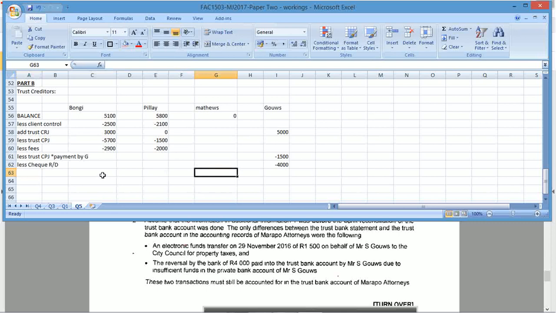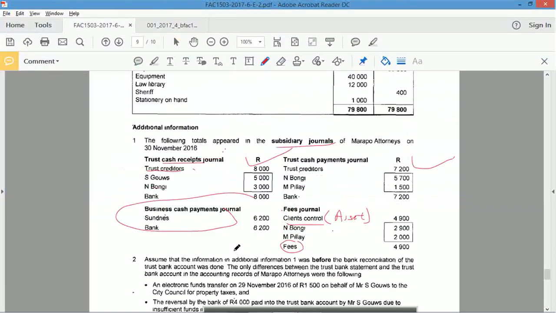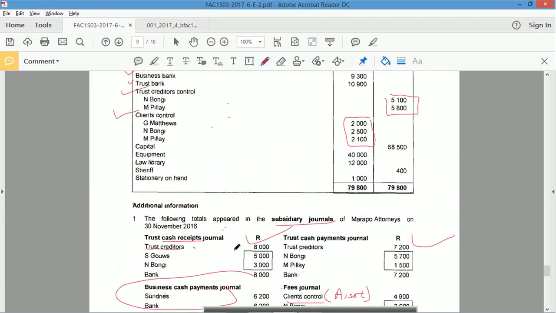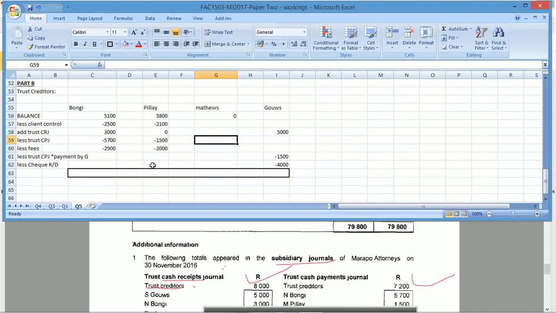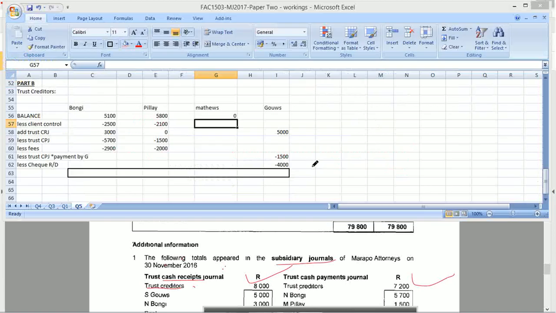Okay, and that's it. So if we had to look at balances, I don't think you need to look at these two, because they don't have a balance. That's the problem. Matthews only had a client control account. So if you wanted to, you could say less his client control, which would have been, how much was his client control? 2,000.